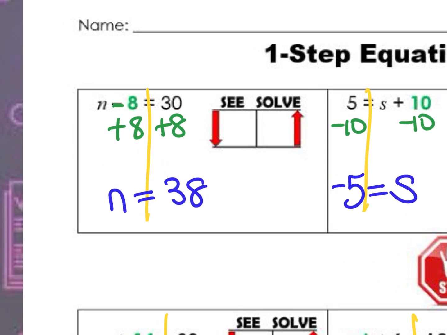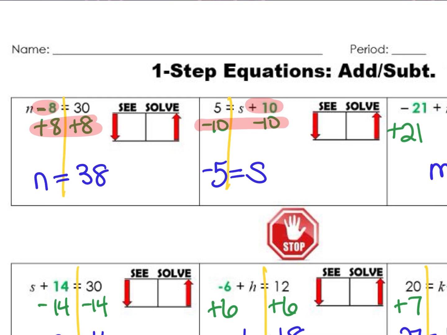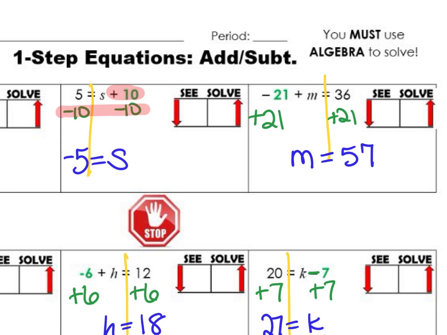Okay. All right, so on our first one, the equation did -8, so you should have done +8 on both sides. The second one, the equation did a +10, so you should have done -10 on both sides. That last one on the row, the equation has a -21, so you should have done +21 on both sides.